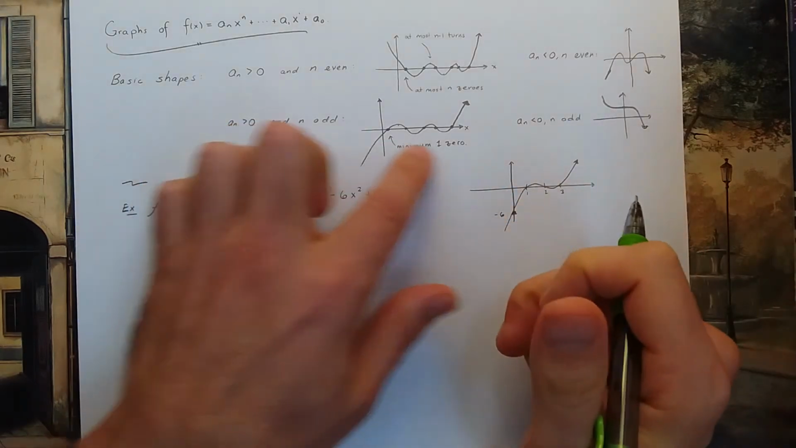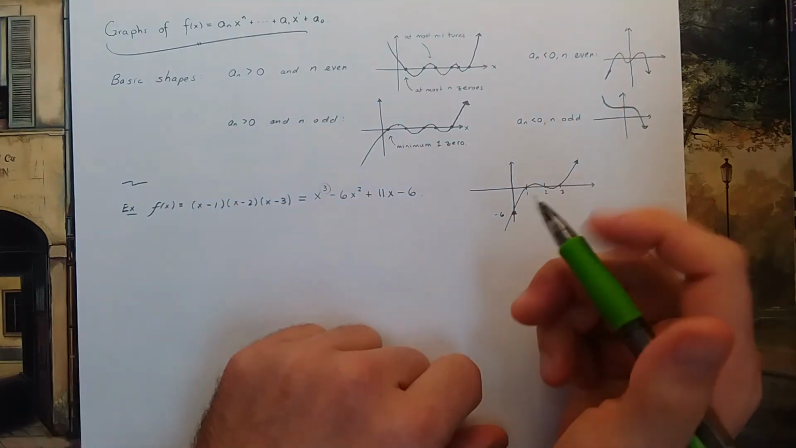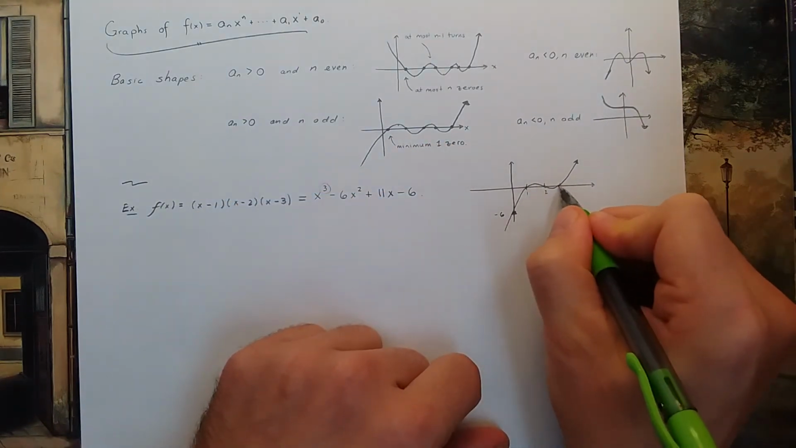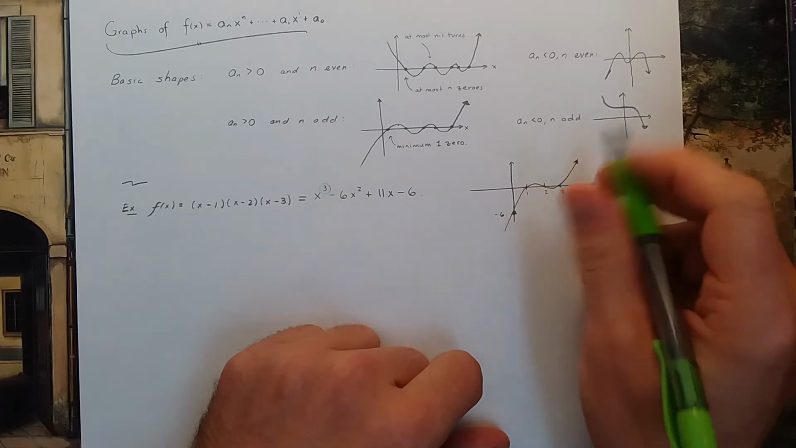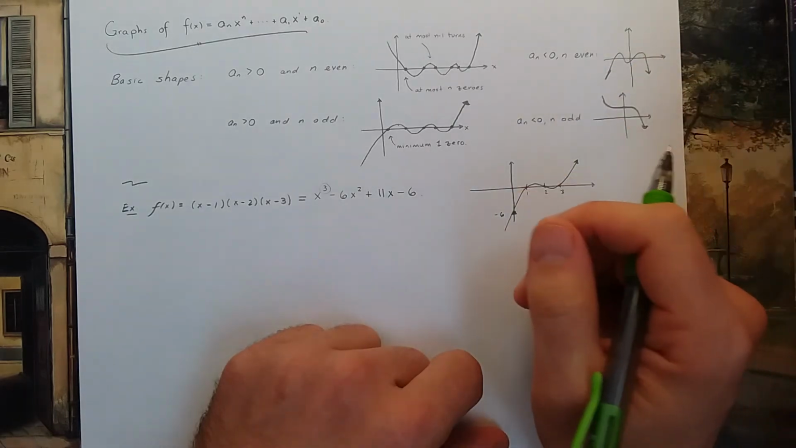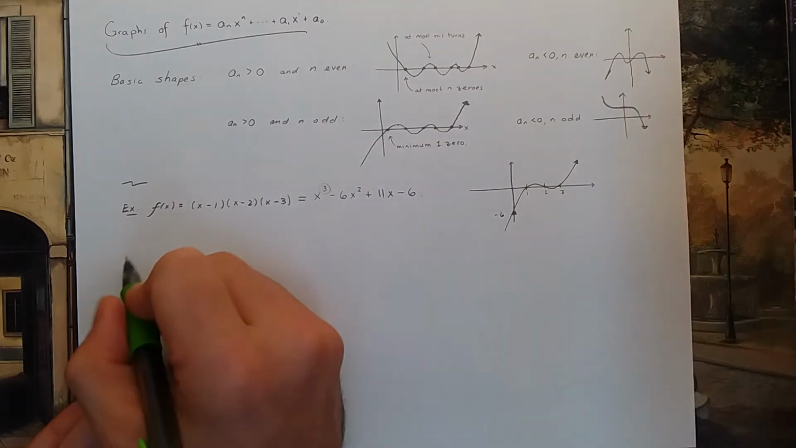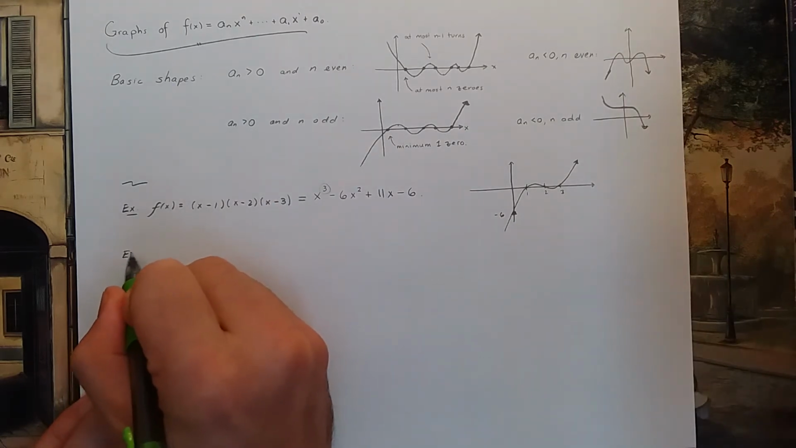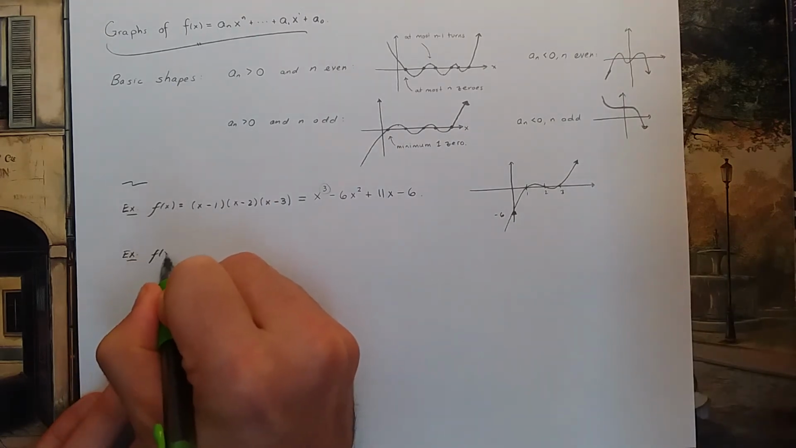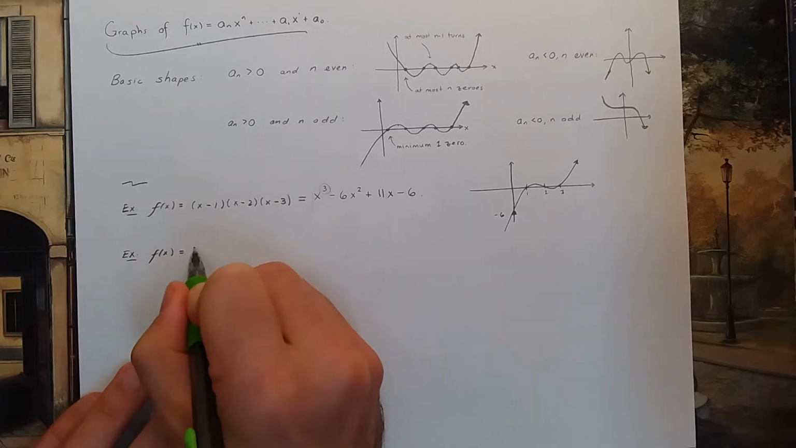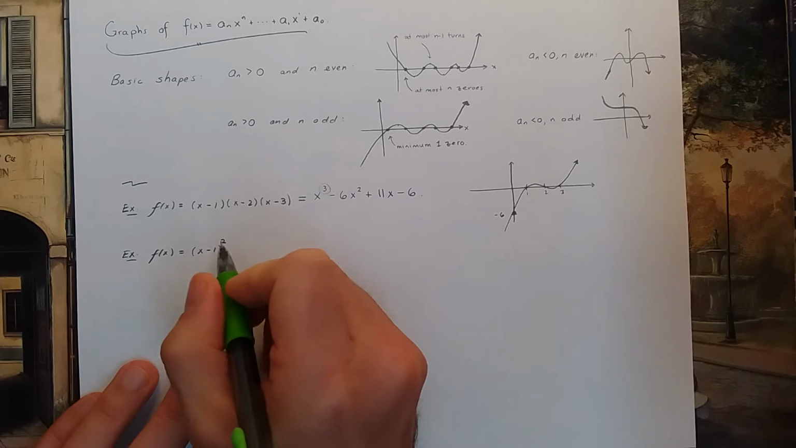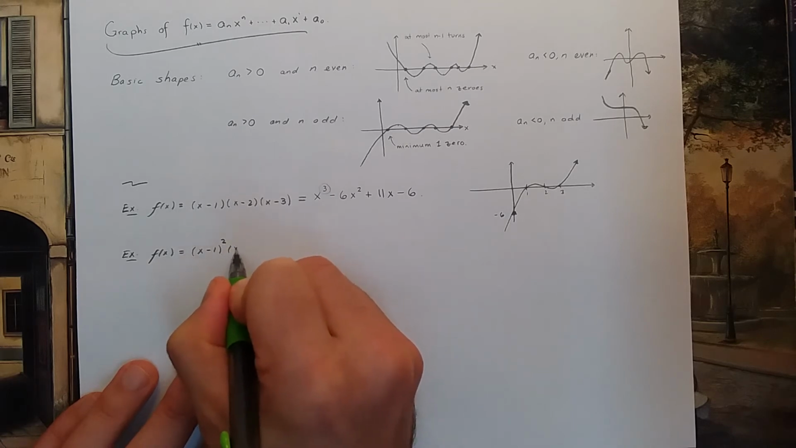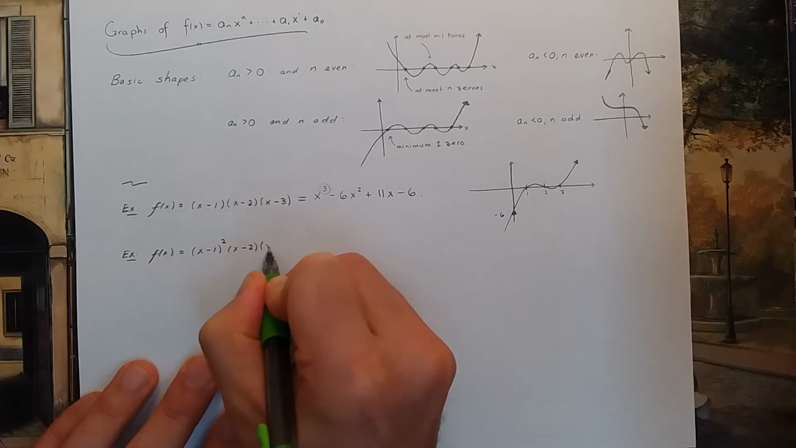Just based on the information that I have here. If I ever wanted a closer refinement of what the graph looks like, of course you could plot more points. Let's compare that to what I would get if I changed the function a little bit. How would it be different if I had (x minus 1) squared times (x minus 2)(x minus 3)?